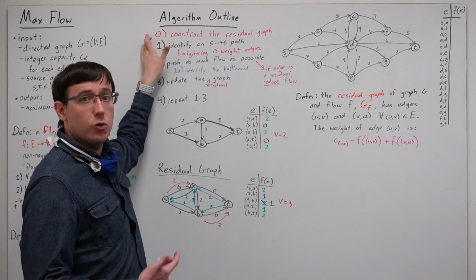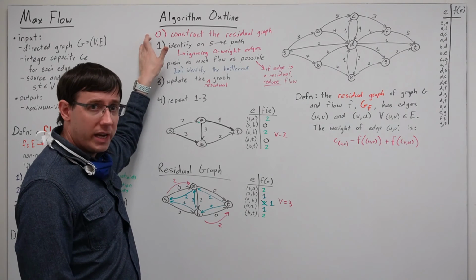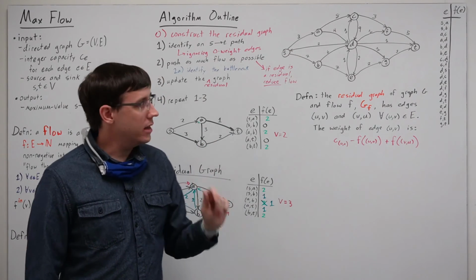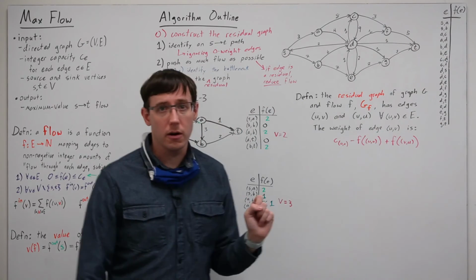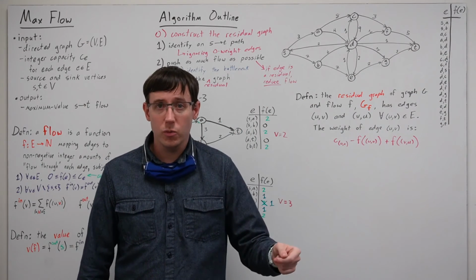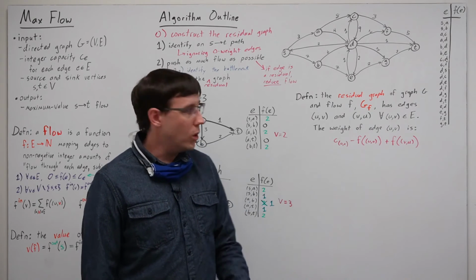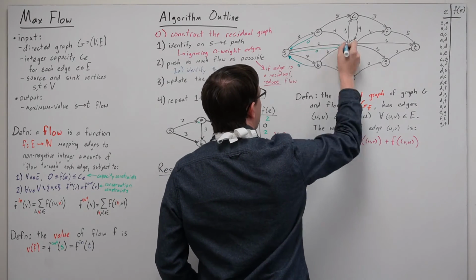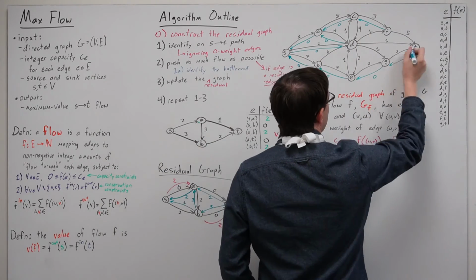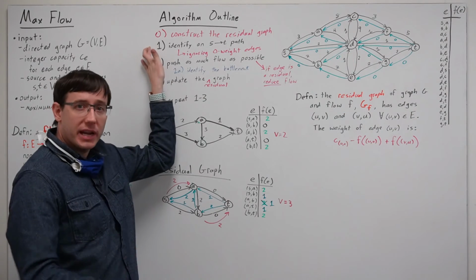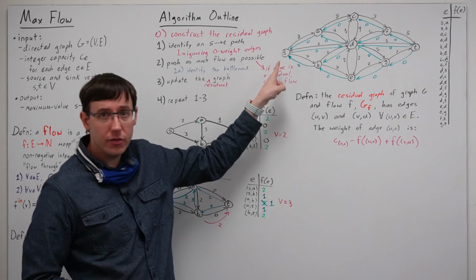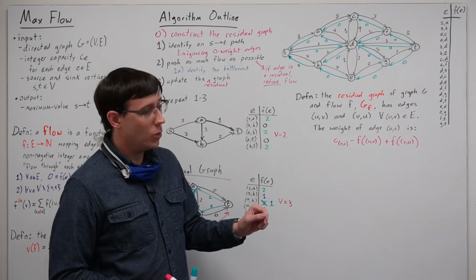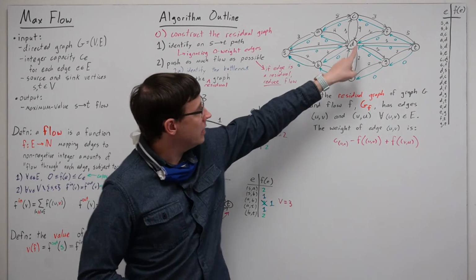Our first step is to construct the residual graph, so we need to add back edges everywhere we don't have one. And since there is no flow so far, all of those new edges will have weight 0, and we won't change the weight of any of the existing edges. Our next step is to identify a path from source to sink, and let's suppose the first path we found was S, A, D, F, T.